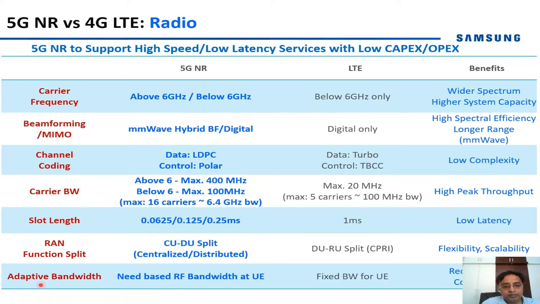We discussed the adaptive bandwidth, per user, depending on how much bandwidth part is allocated. That brings in greater power consumption reduction in the case of 5G. But in LTE, the entire bandwidth is for the user to scan. So the entire 20 megahertz has to be scanned by the user, which would not be so power friendly, so to say. So that's the summary of the technology differences on the radio layer, which we discussed.